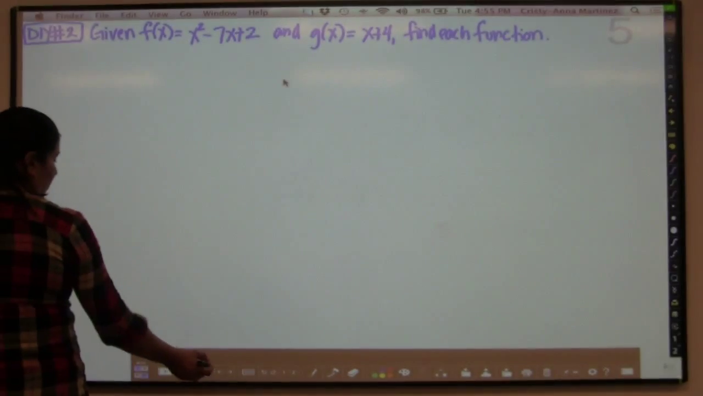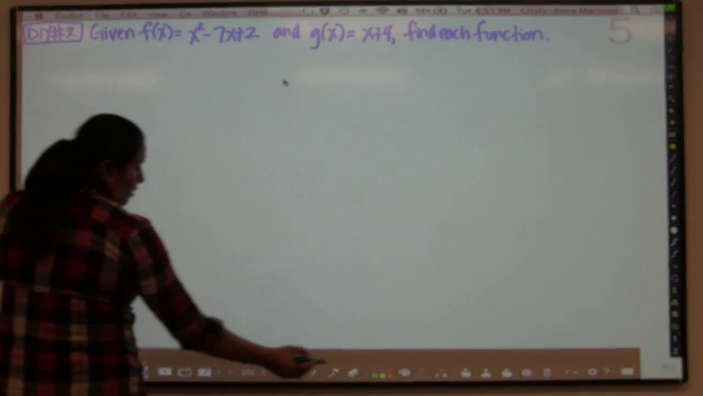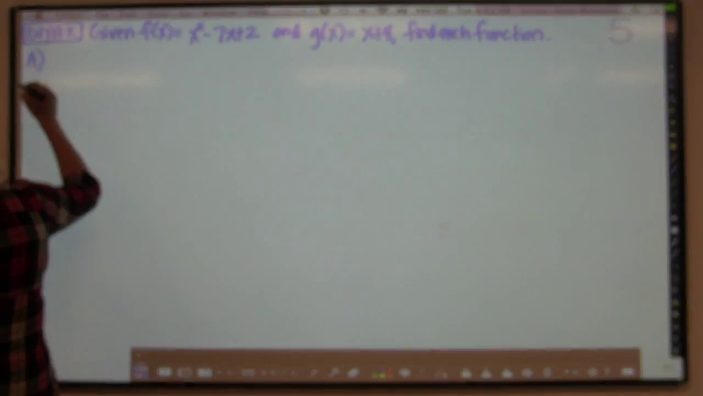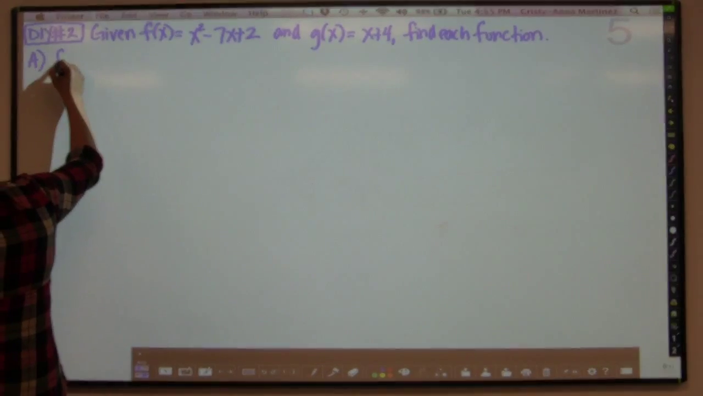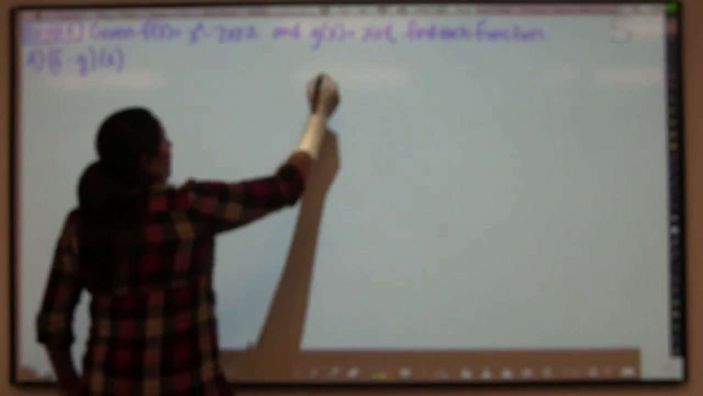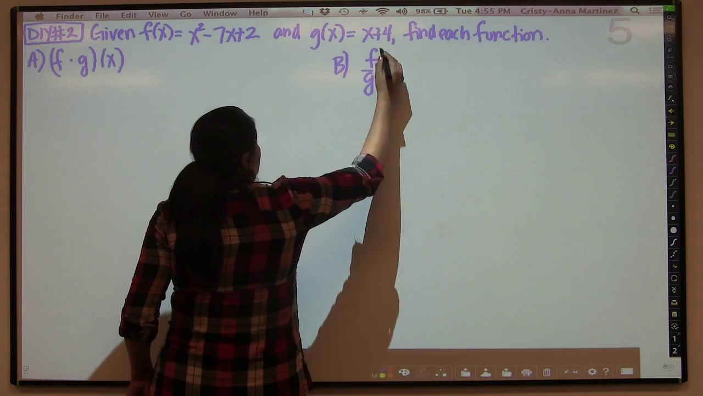I'm really sorry, I didn't even tell you what to do in this example. I just noticed that. Okay, so I need to tell you what A and B are. A is actually going to be f times g of x, just like it was in the example. And B is going to be f divided by g of x. So I'm sorry about that. I didn't write that earlier.